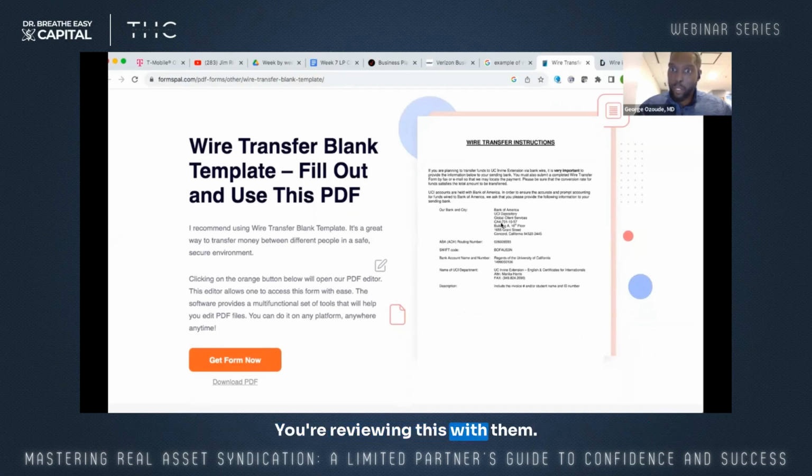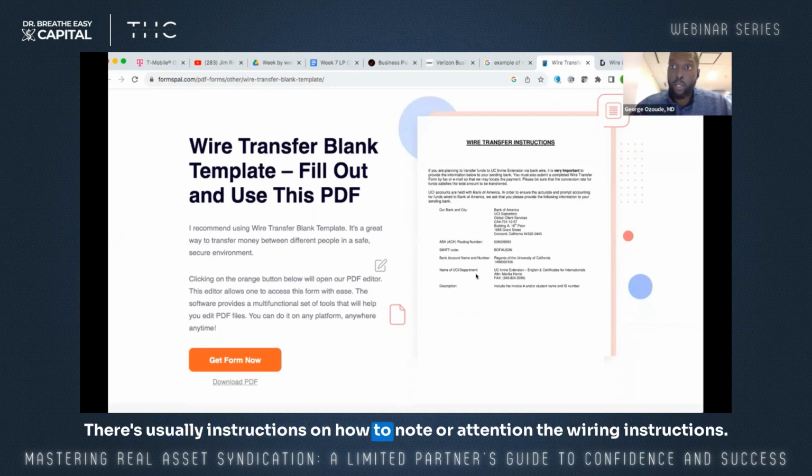You're reviewing this with them. You want to make sure the routing number is correct. You want to make sure the bank account number is correct. You want to make sure you fill it out right. There's usually instructions on how to note or attention the wiring instructions.